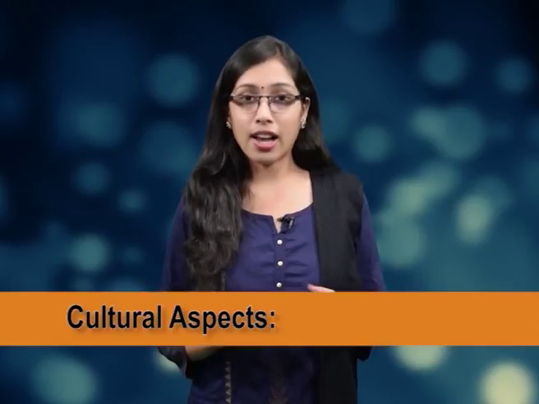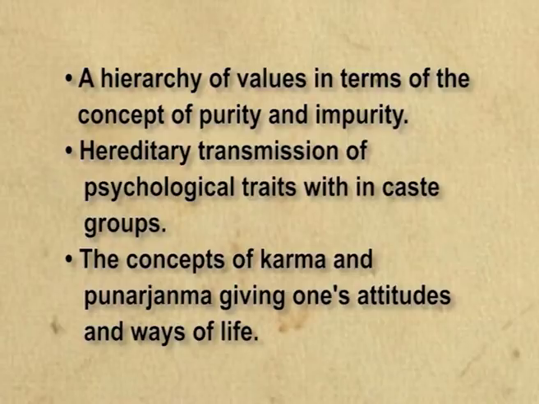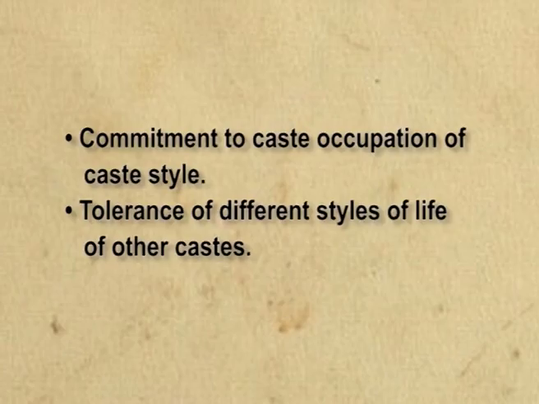Next come the cultural aspects. The cultural or symbolic system of caste has some important things: a hierarchy of values in terms of the concept of purity and impurity; hereditary transmission of psychological traits within the caste groups; the concepts of karma and punarjanma, shaping one's attitudes and ways of life; commitment to caste occupation and caste style; and tolerance of different styles of life of other castes.